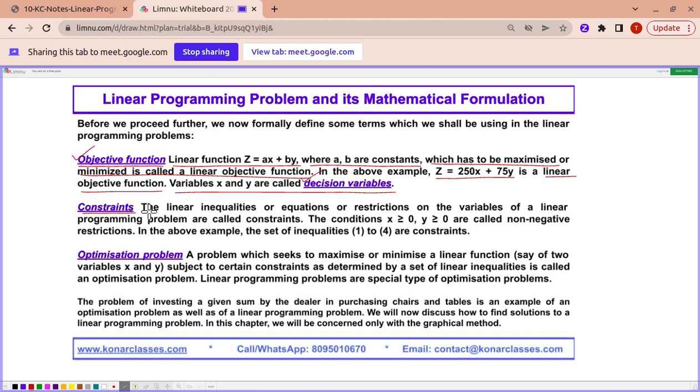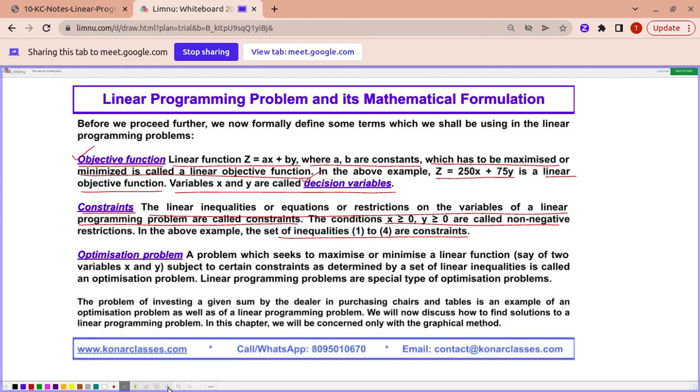The linear inequalities or equations or restrictions on the variables of a linear programming problem are called constraints. So, in this case, x greater than equal to 0 and y greater than equal to 0 are called non-negative constraints, and all the constraints I have mentioned earlier, 1 to 4, are constraints. So, these are the constraints.